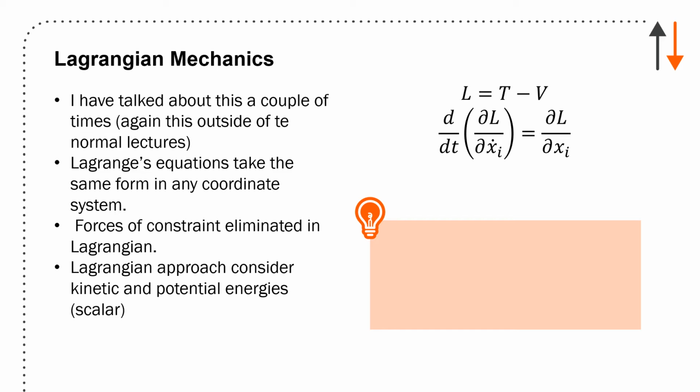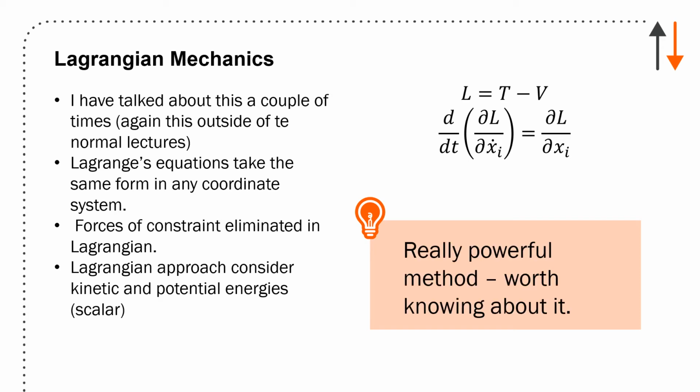So forces of constraint are often eliminated with the Lagrangian, and a Lagrangian approach really considers kinetic and potential energy. So it's often a scalar approach, and that could be advantageous. You take the total derivative with respect to time of partial L partial xi dot, and partial L partial xi. L is just the difference between the kinetic energy and the potential energy, T minus V. Great. It's great for working with conservative forces. Really powerful method worth knowing about.